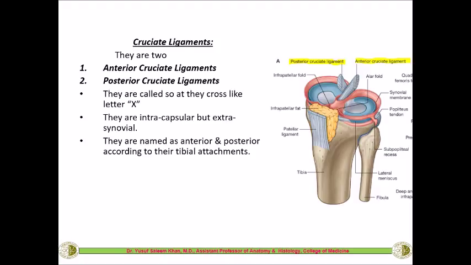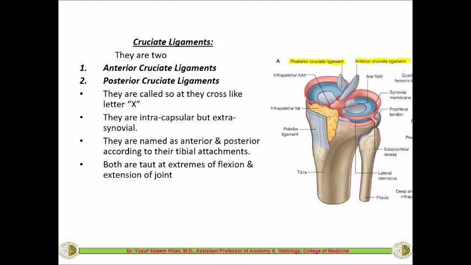They are named as anterior and posterior according to their attachment to the tibia. So even though the anterior cruciate ligament goes behind and gets inserted to the posterior part of the femur, and the posterior cruciate ligament takes origin from the posterior part, we cannot say origin. For ligaments we should always say attachments. It is attached on the posterior part of the intercondylar surface of the tibia, and it comes anteriorly and gets attached to the anterior part of the femur. So these are called anterior and posterior depending on the attachment to the tibia. This is attached anterior to the tibia, so it is called anterior. This is attached posterior to the tibia, so it is called the posterior cruciate ligament.